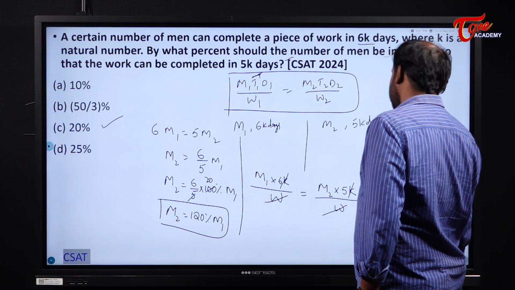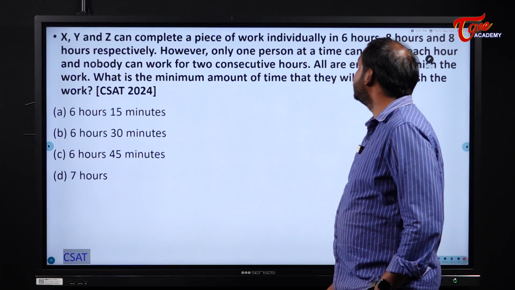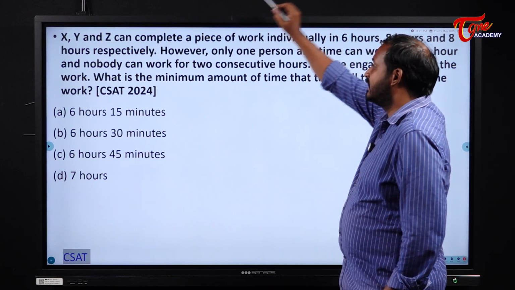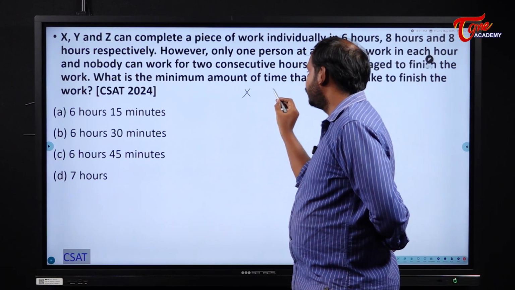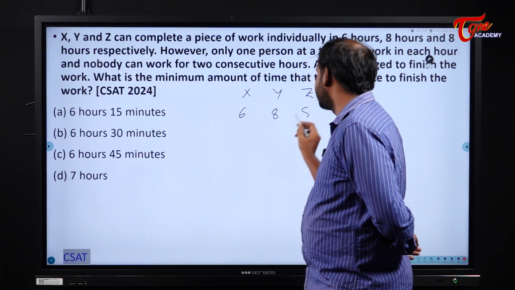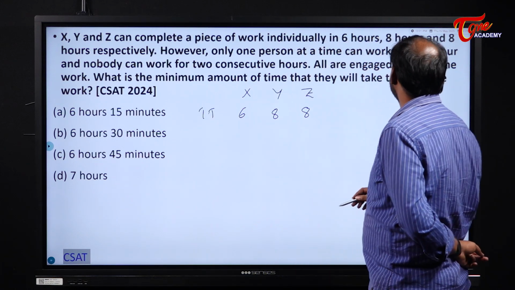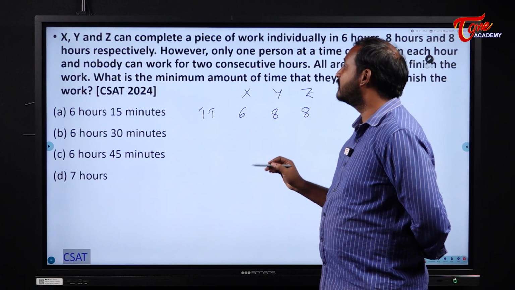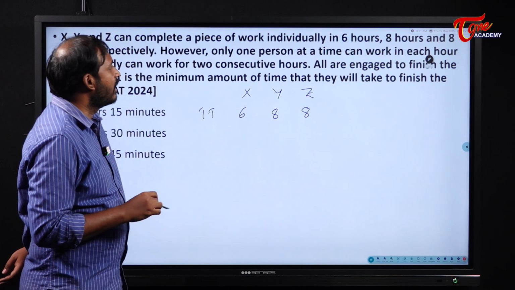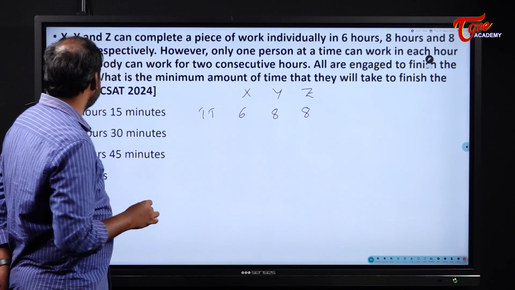Okay? Right. Next one. X, Y and Z can complete a piece of work individually in 6, 8 and 8 hours respectively. They can finish the work in 6, 8 and 8 hours respectively. However, only one person at a time can work in each hour and nobody can work for 2 consecutive hours. All are engaged to finish the work. What is the minimum amount of time it will take to finish the work?